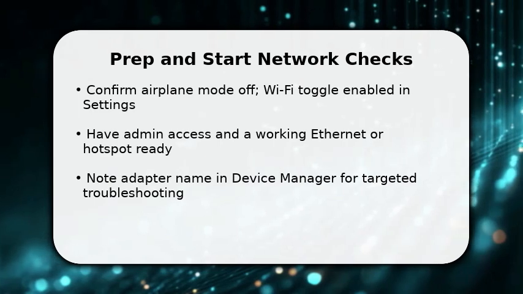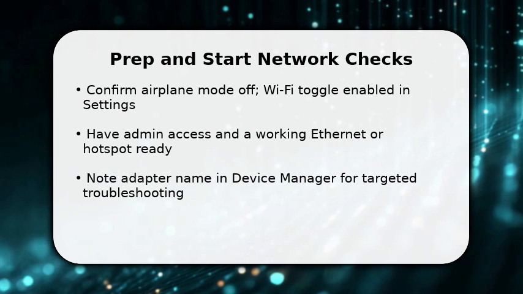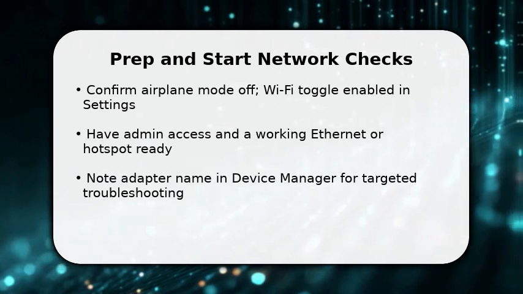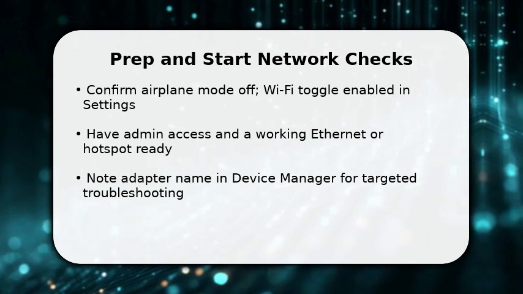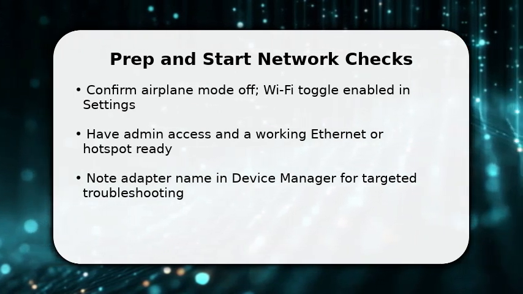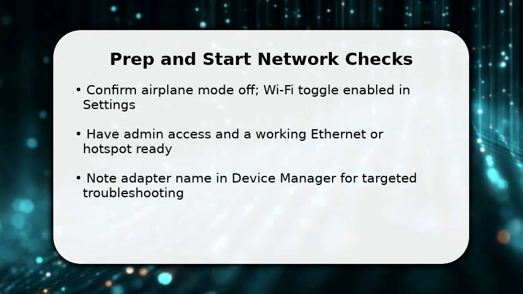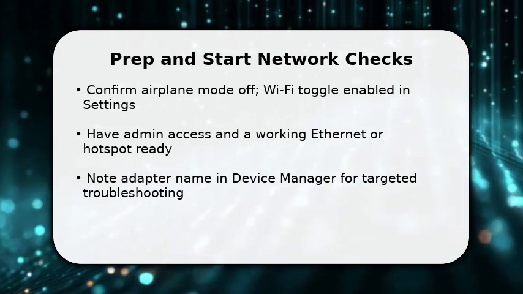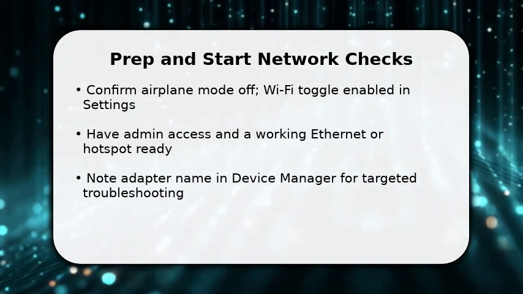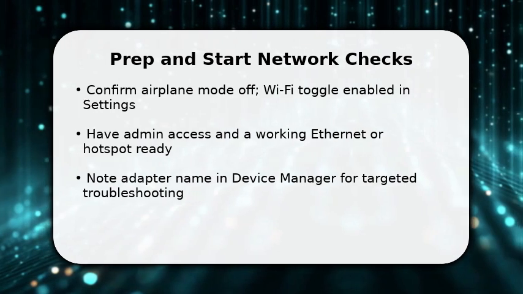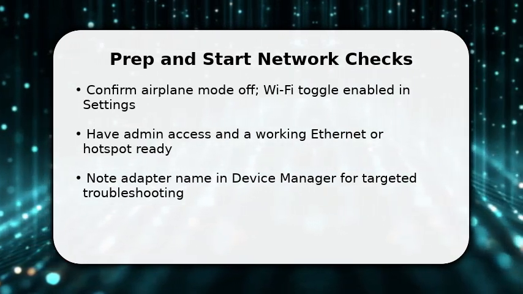You start by confirming the essentials. Make sure airplane mode is off and the Wi-Fi toggle is enabled in settings. Next, plug in an Ethernet cable or enable a hotspot so you retain internet while changing settings. Open Device Manager and note the exact name of your wireless adapter. You'll need it for driver actions. Once done, right-click the adapter to disable, then enable it. This quick reset often brings the network icon back and verifies hardware responsiveness.